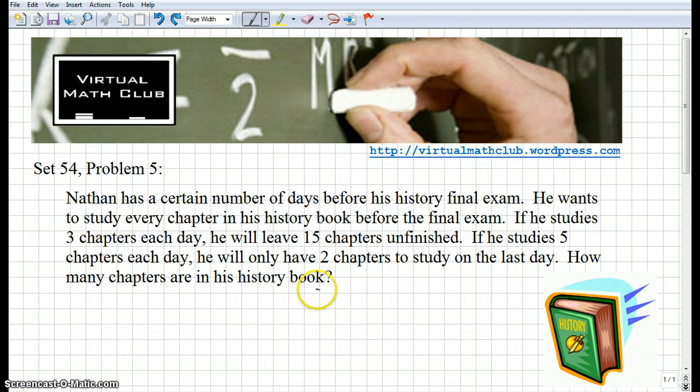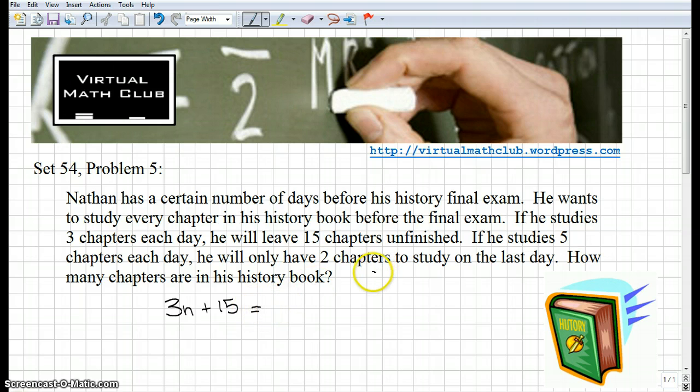Alright, well, first thing I see is that we don't know how many days he has before this history final exam. And if we knew that, it would be really easy to figure out the number of chapters in his book, right? Because if he studies 3 chapters a day for n days, then he has 15 left over that he can't finish before the test. Not a good situation. We want him to study all of his chapters, okay? And this would tell us the number of chapters in the book. So 3 times the number of days plus 15 more that he doesn't have time to study gives us the total number of chapters in the book.